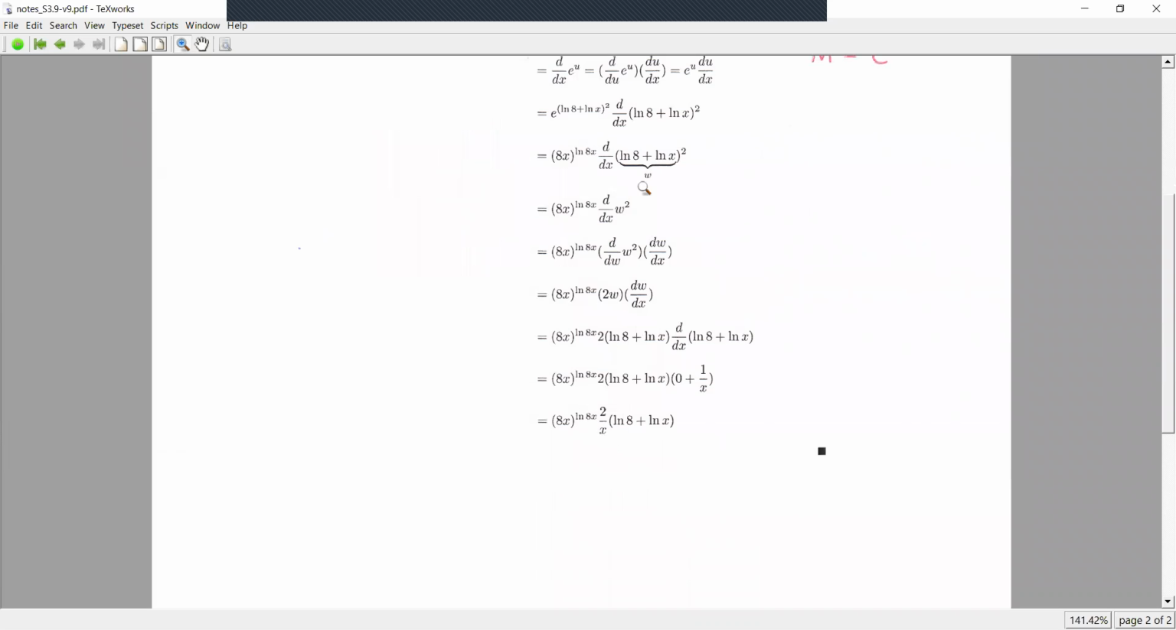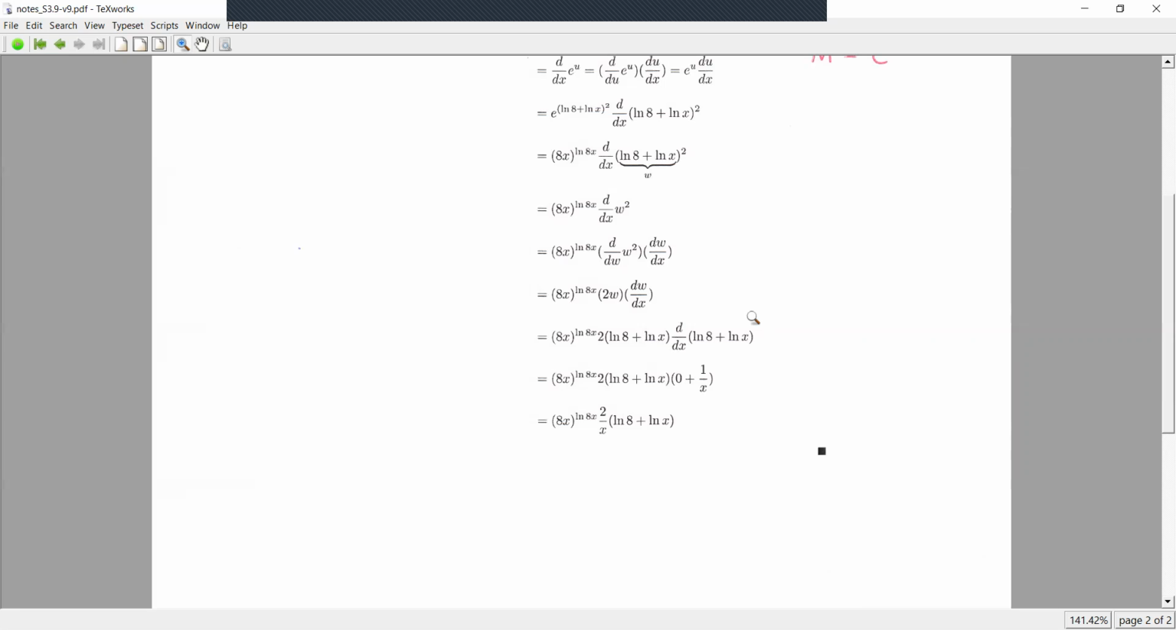Now, to compute this derivative, because x and w are different, I need the chain rule. Write this derivative as the product of these two derivatives. Derivative of w squared with respect to w is 2w. Now remove w. Plug in natural log of 8 plus natural log of x for the w here. Then I have this equation.